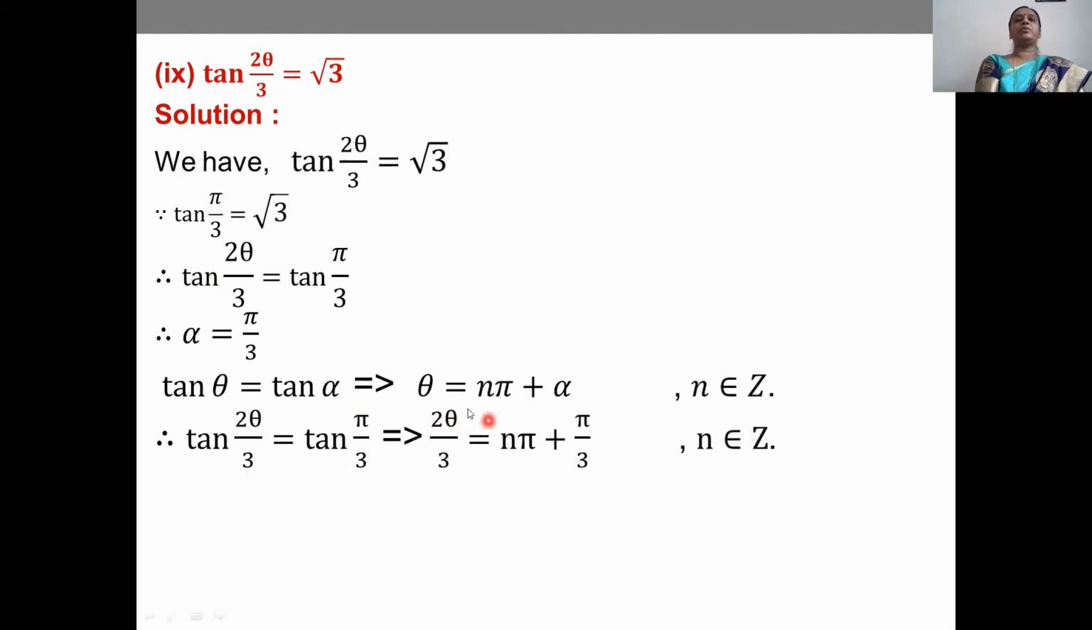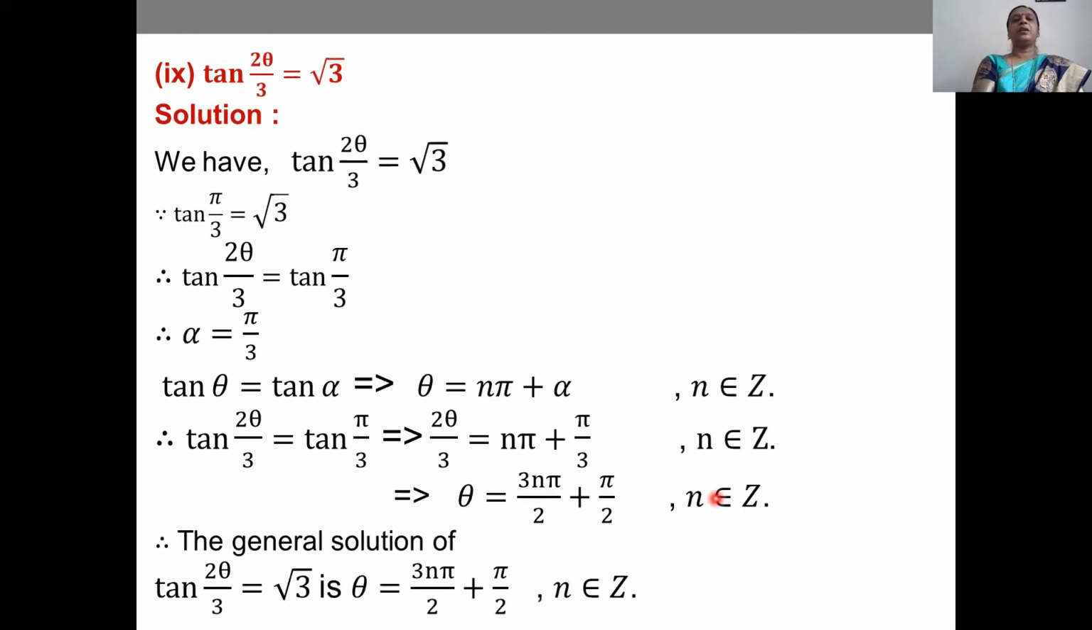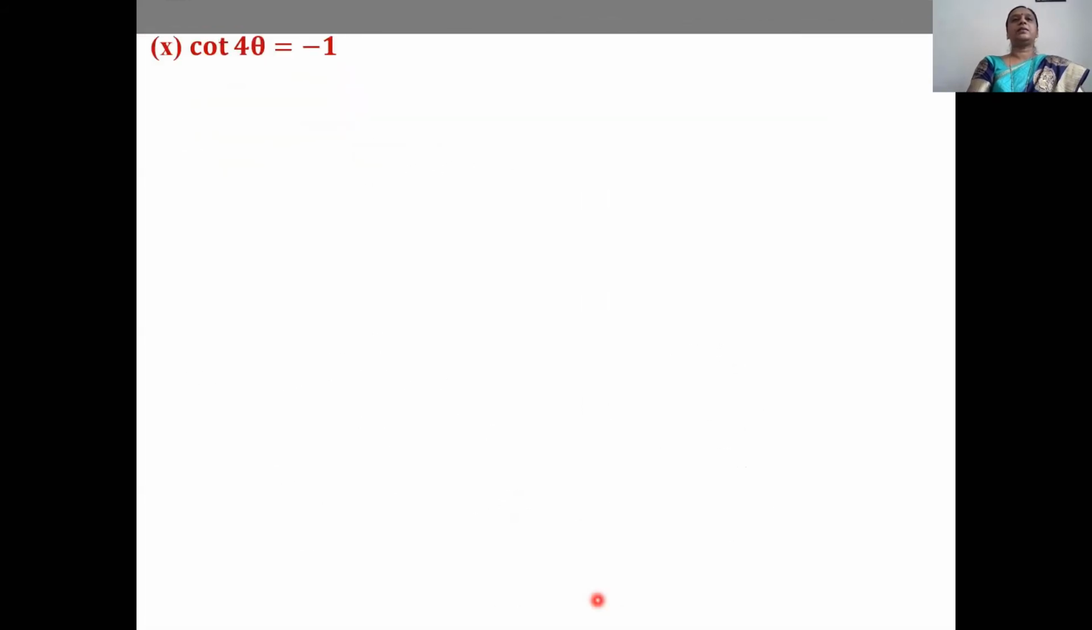Again here the coefficient of θ is other than 1, therefore we have to simplify this. After simplification, this will be θ = 3nπ/2 + π/2, n belongs to Z. Therefore, the general solution of tan(2θ/3) = √3 is θ = 3nπ/2 + π/2, where n belongs to Z. Let's consider the next example.